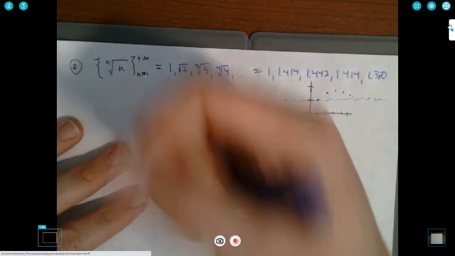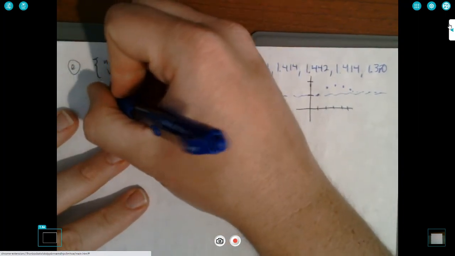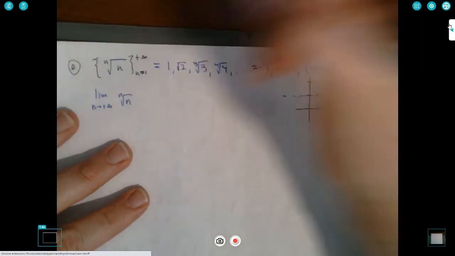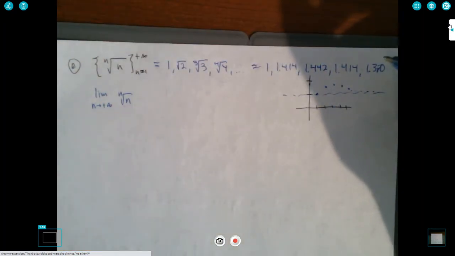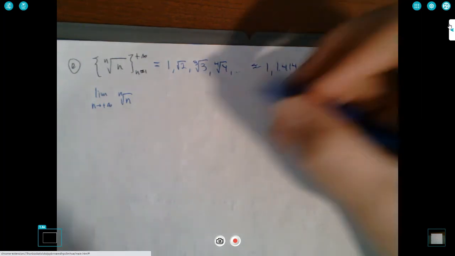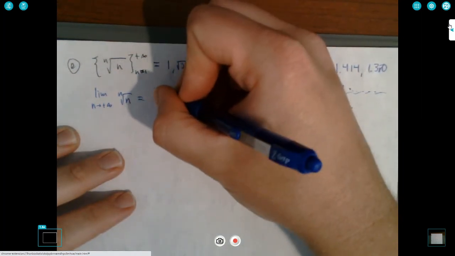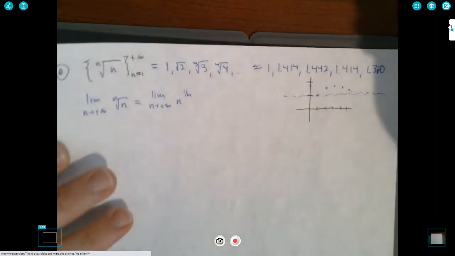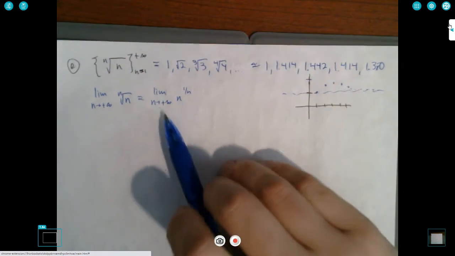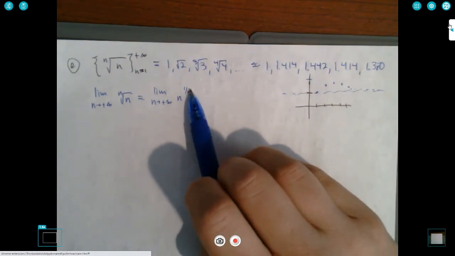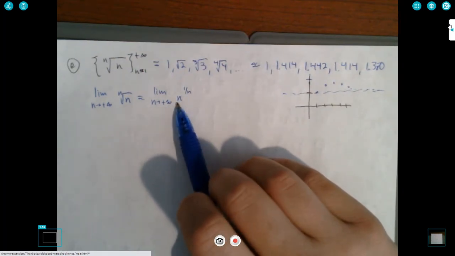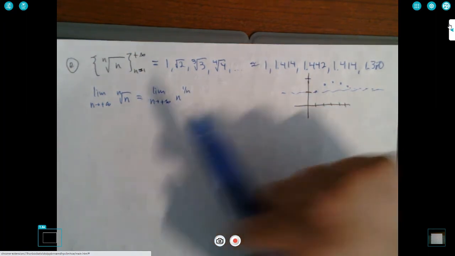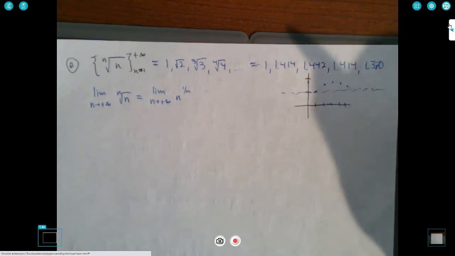Let's check it out. So we need to look at the limit as n goes to positive infinity of the nth root of n. We can think of that as the limit as n goes to positive infinity of n to the 1 over n, if that helps. But 1 over n is going to go to 0, and n is, of course, going to go to infinity. So this is an infinity to the 0 type of situation, which is an indeterminate form.